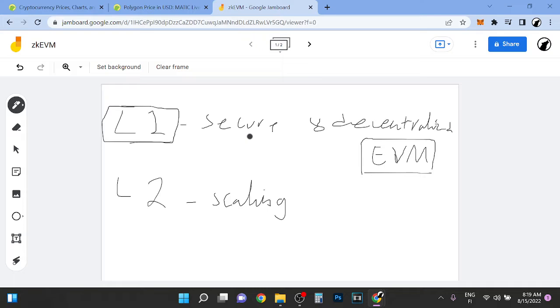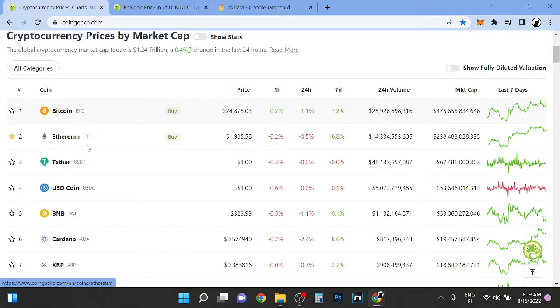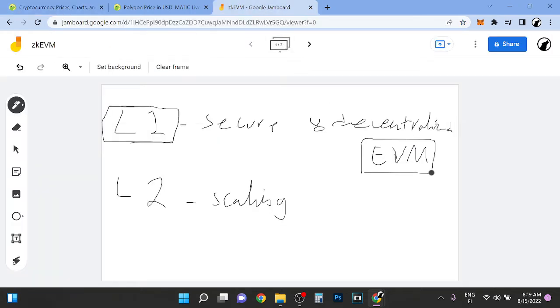Okay. So if you look at the biggest layer ones, Bitcoin and Ethereum, on Bitcoin you can't build on top of it because it's like a calculator. It only understands numbers. If you read the white paper, it's a peer-to-peer cash system. But Ethereum, when it was created, has this thing called the Ethereum Virtual Machine, EVM, which means you can build smart contracts on top of it. You can build logic inside the code and do all these great things. So it's like a world computer. So Ethereum has that advantage: you can build on top of it, and it's secure and decentralized.